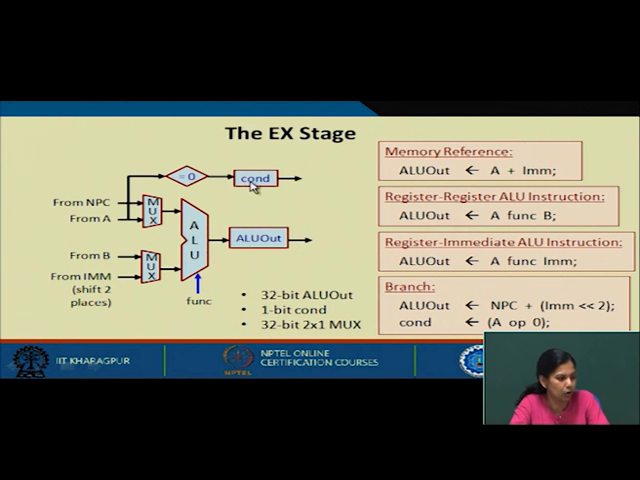Similarly, for the cond, this cond will be available based on the operation of A with 0. So A will be operated with 0. The A input is coming, will be checked with 0, and the condition will be outputted here. So all these operations are actually performed in the execute stage using the following data path. Let us move on.